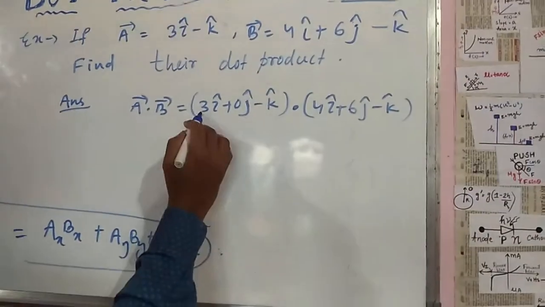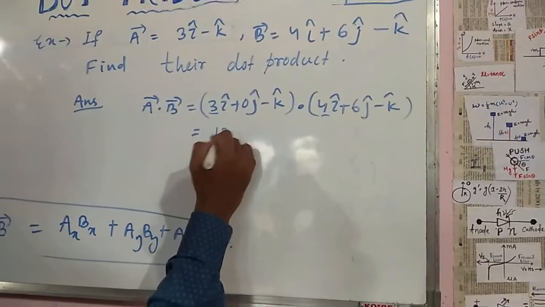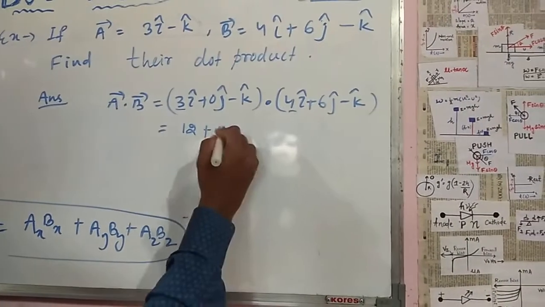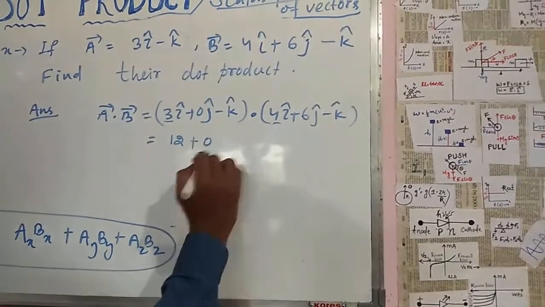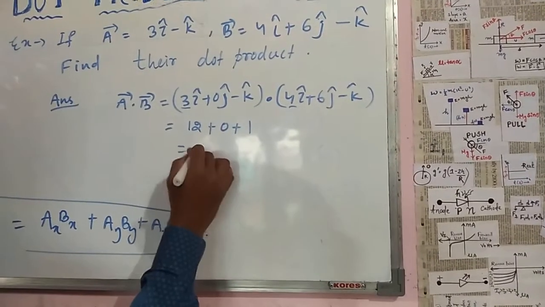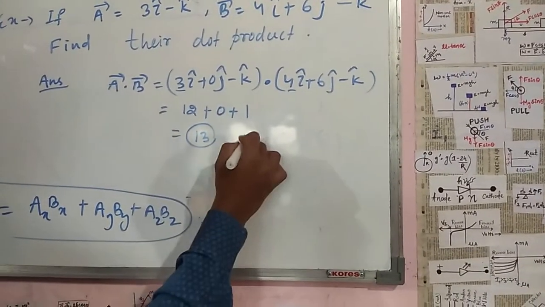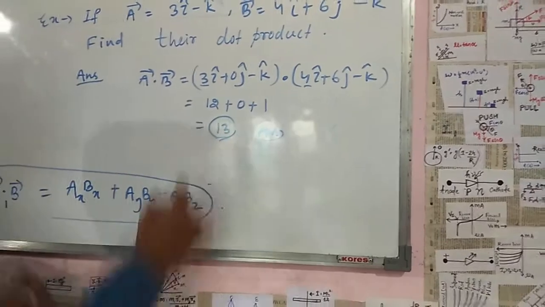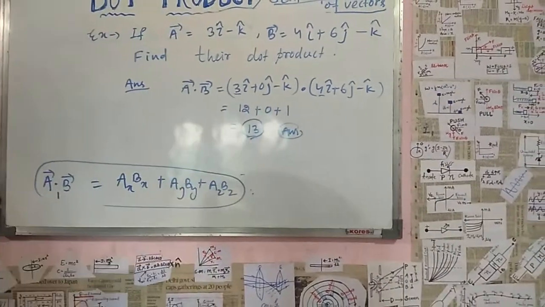So now the dot product is simple: 3 into 4, 12, plus 0 into something, 0, minus 1 into minus 1, so it will be 1. So the answer will be 13. So is it a scalar or a vector? It is a scalar. So it is called the scalar product of vectors.